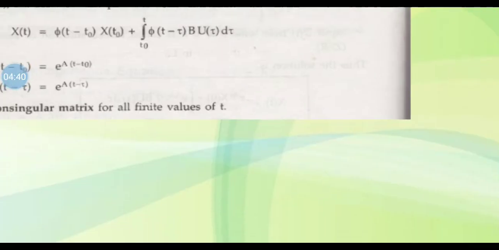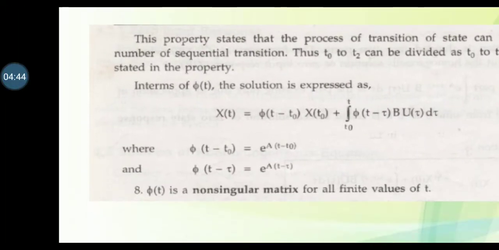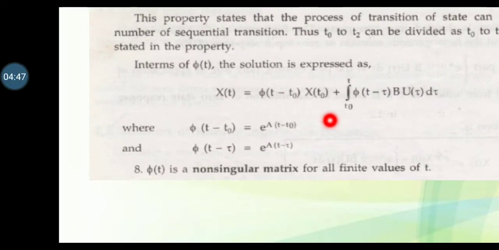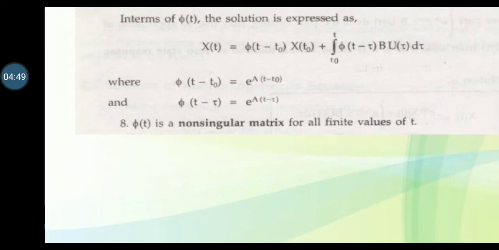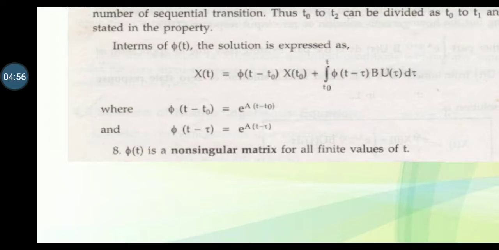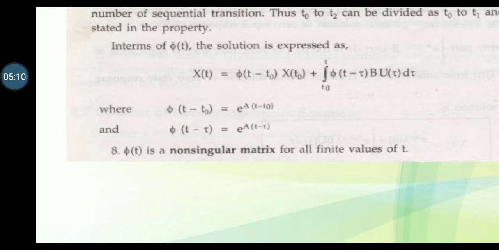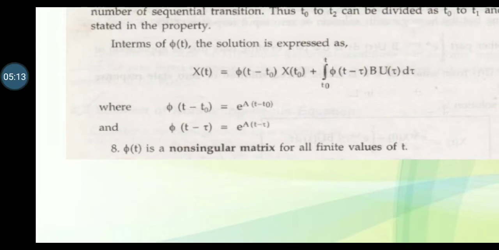So whatever is that seventh property, what it states is that the process of transition of state can be divided into a number of sequential transitions. Thus, t0 to t2 can be divided as t0 to t1 and t1 to t2, as stated in the property.